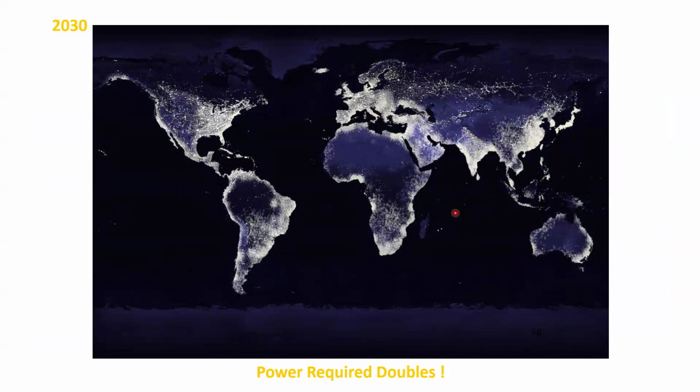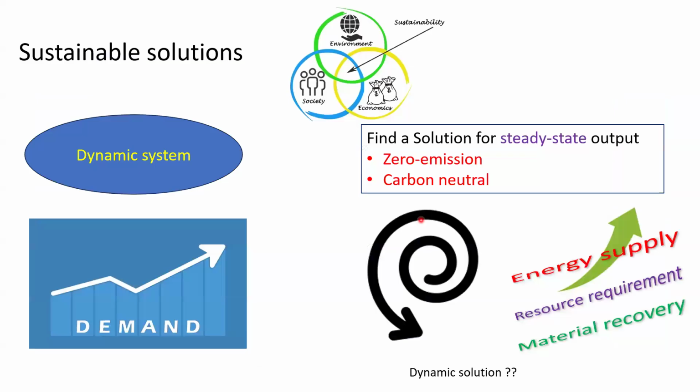Actually, the power requirement is almost double. Yes, obviously there is some population increase, and our per head consumption is also increasing. Now, present day we are talking about the sustainable solution. In this MSc course also, from the circular economy point of view, we are going to discuss a lot of things, how we give the sustainable solution.